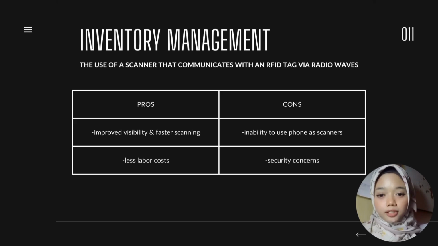Whereas for the cons, a phone is unable to use RFID. The next con is security concerns. Remote devices such as mobile phones can be used to scan and copy tag data from close range. This is what makes it prone to hacking.